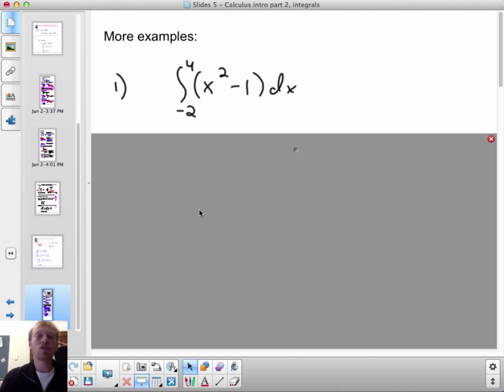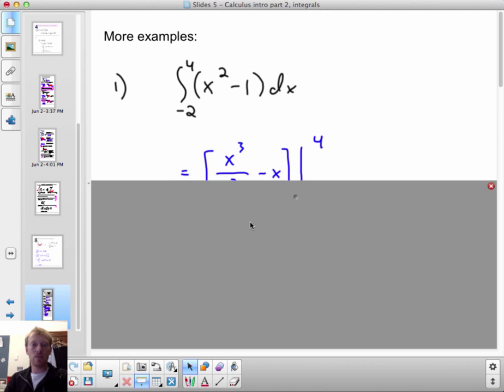So let's just do some more examples of definite integrals, of finding areas over an interval. What's the integral of x squared minus 1 dx from minus 2 to minus 4?